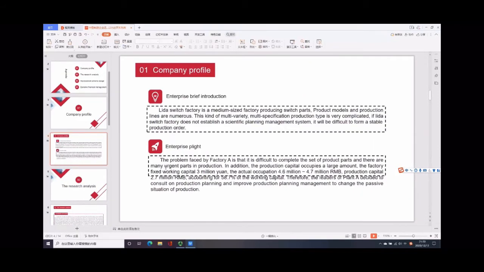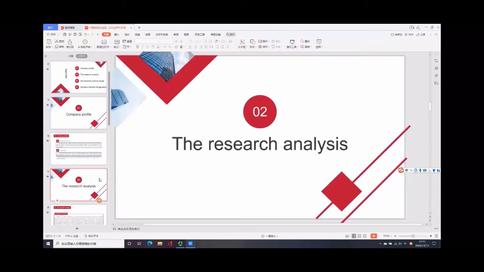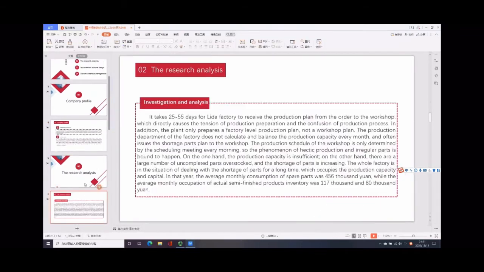And second is the enterprise problems. The problem faced by factory A is that it is difficult to complete the set of product parts, and there are many urgent parts in production. In addition, production capital occupies a large amount. The factory's fixed working capital is 3 million yuan. The actual application is around 4.6 million to 4.7 million RMB. Production capital is 2.7 million RMB, accounting for 58.7% of the working capital. Therefore, the leaders of factory A decided to consult on production planning and improve production planning management to change the passive situation of production. And the second part is the research analysis.